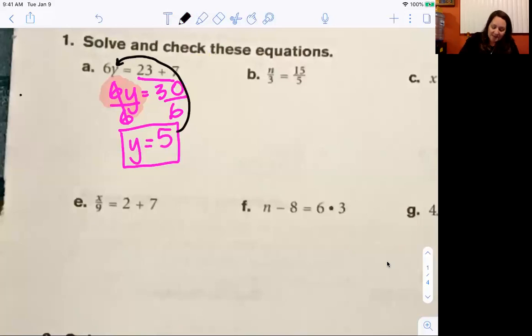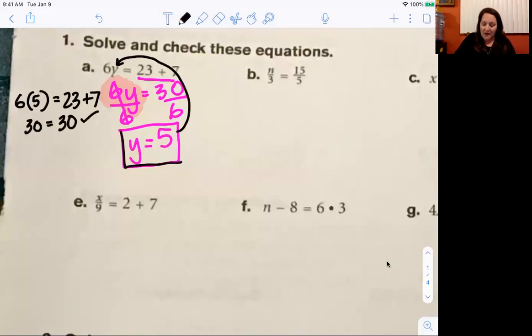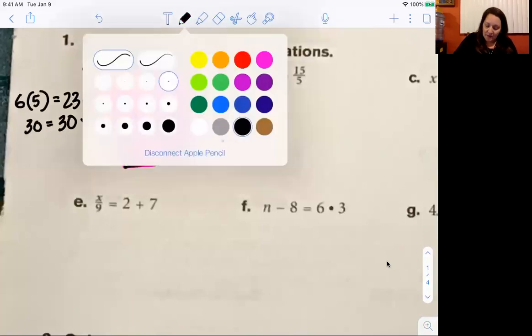So I have 6 times 5 equals 23 plus 7. And my goal is to get the same number on both sides of the equation. It means that it is correct. So 6 times 5, we already discussed, was 30, equals 23 plus 7, which is 30. So we got it, we're good. y equals 5 is our final answer. Now, if we got something that wasn't the same on both sides, then we would have to check it out, okay? Let's move on to B.